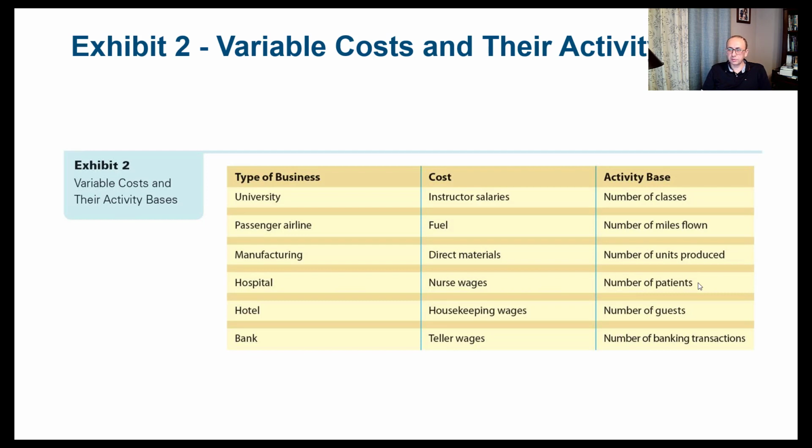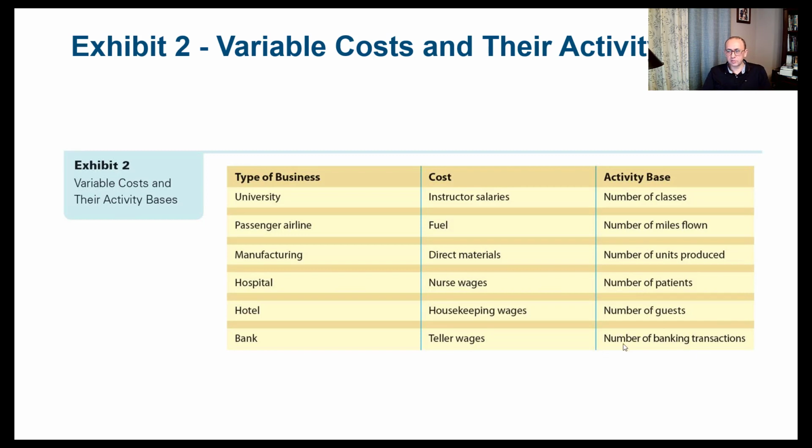In a hospital, the nurse wages would be based on the number of patients. The more the patients, the more the wages. In a hotel, the housekeeping wages cost is based on the number of guests. And in a bank, the teller wages would be somehow related to the number of banking transactions.